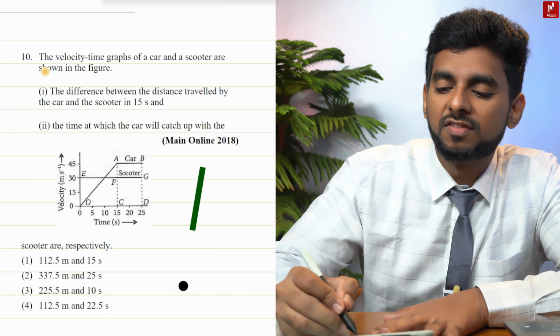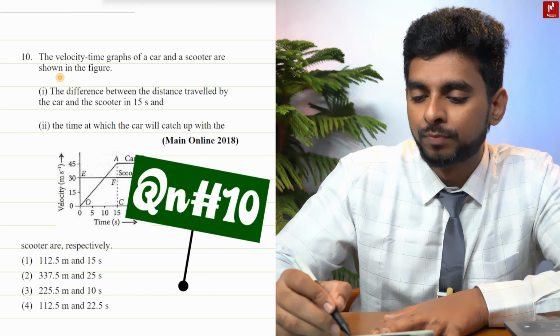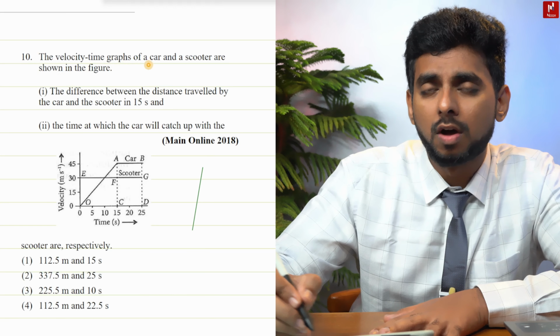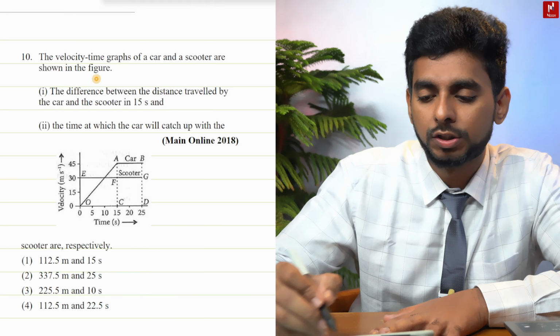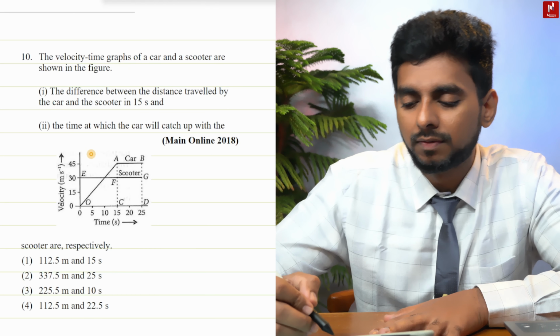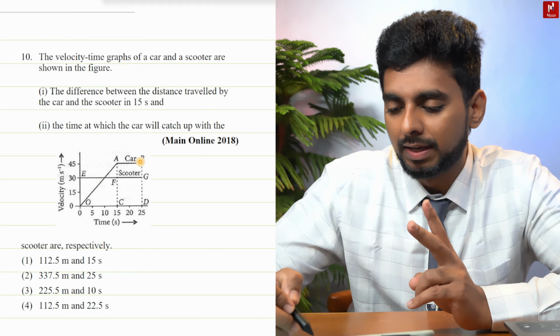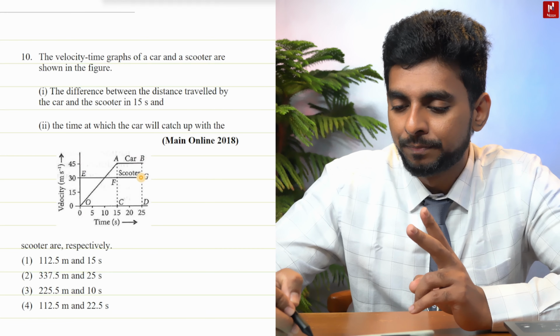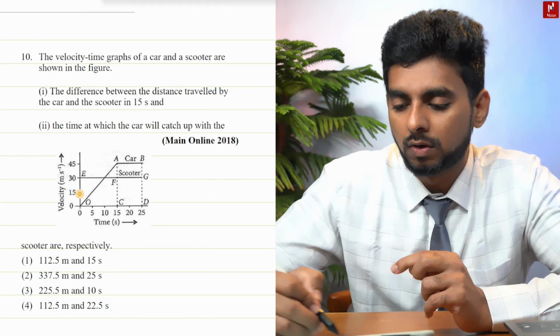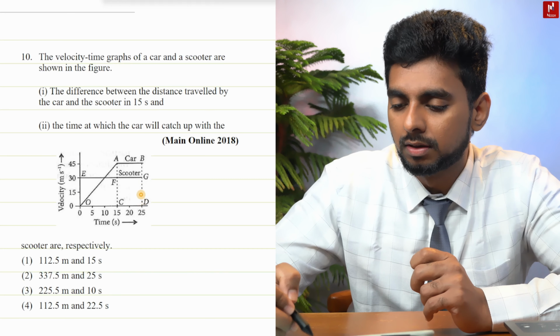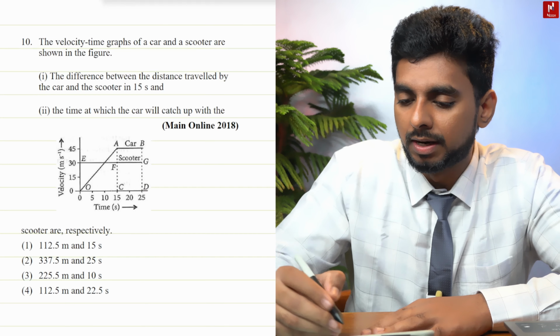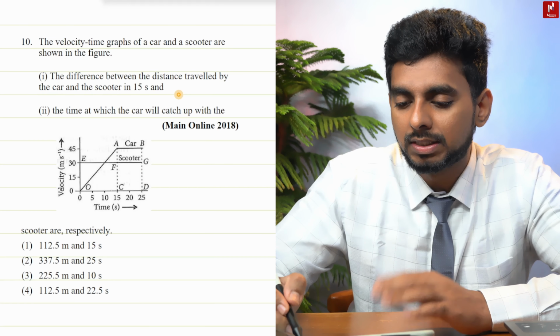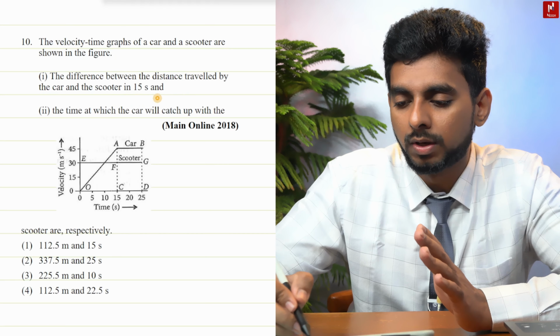This sum is also a graph-based sum. Let me read the question. The velocity-time graph of a car and a scooter are shown in the figure. Got it? So they have given you the graph for two different vehicles, which are the car and the scooter. So the velocity-time graph is given. What they're asking us to find, from the graph, is the difference between the distance traveled by the car and the scooter in 15 seconds.